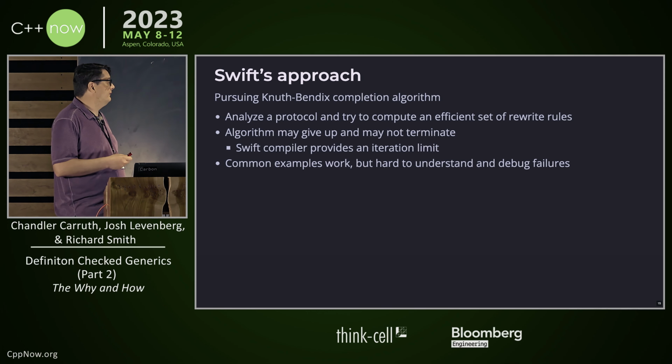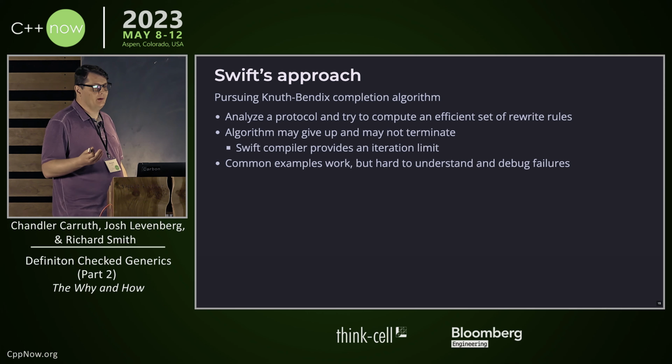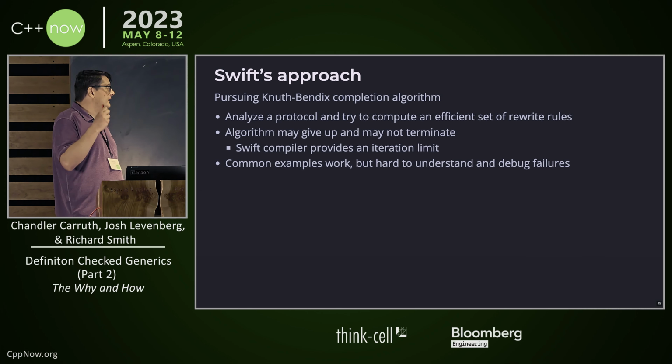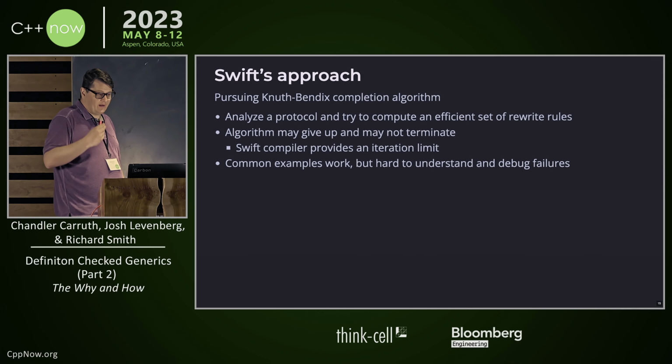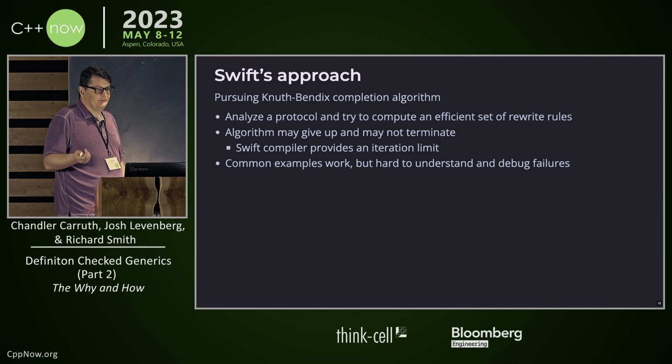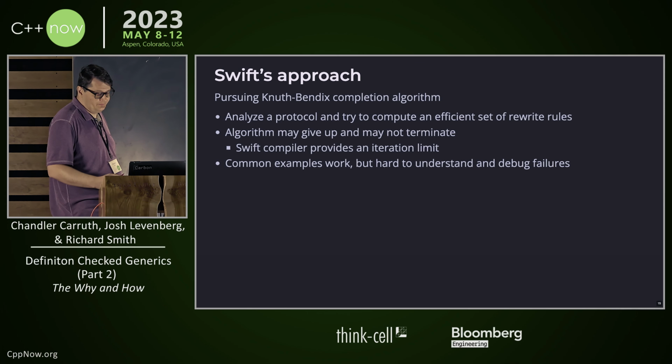And Swift responds to the running forever case by applying an iteration limit. And so this is a huge improvement, right? This means that if you're going to get an error, you're going to get an error when you define the protocol. You're not going to get an error when you use it. But it's still undecidable whether a protocol is valid or not.